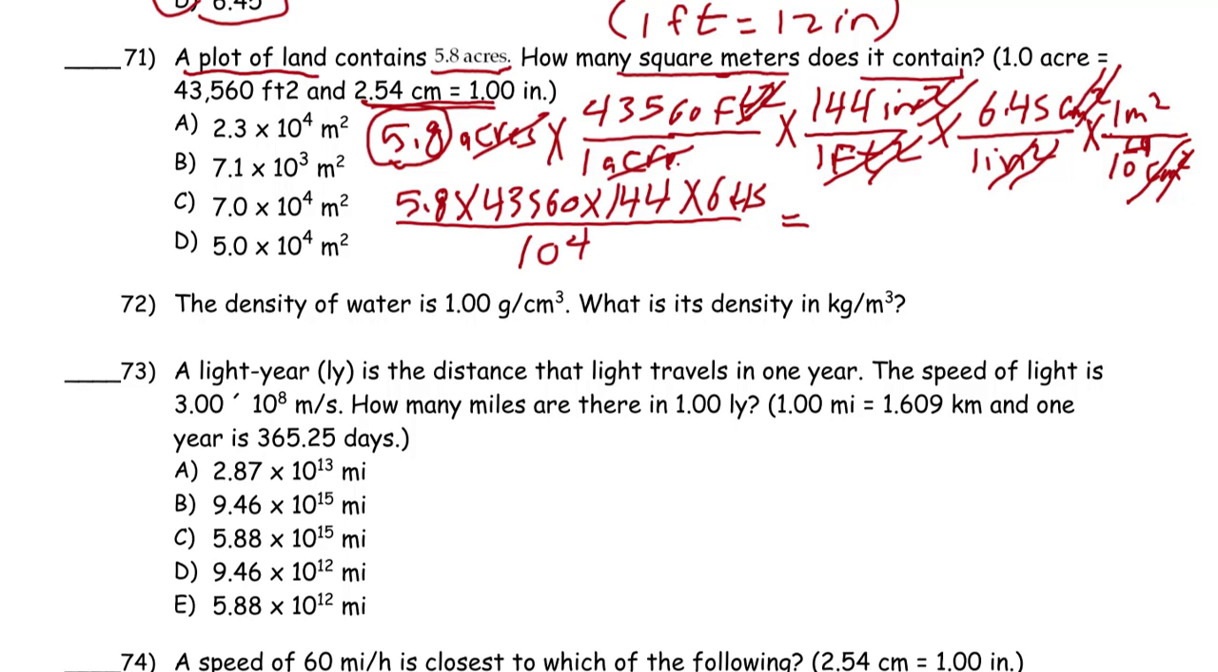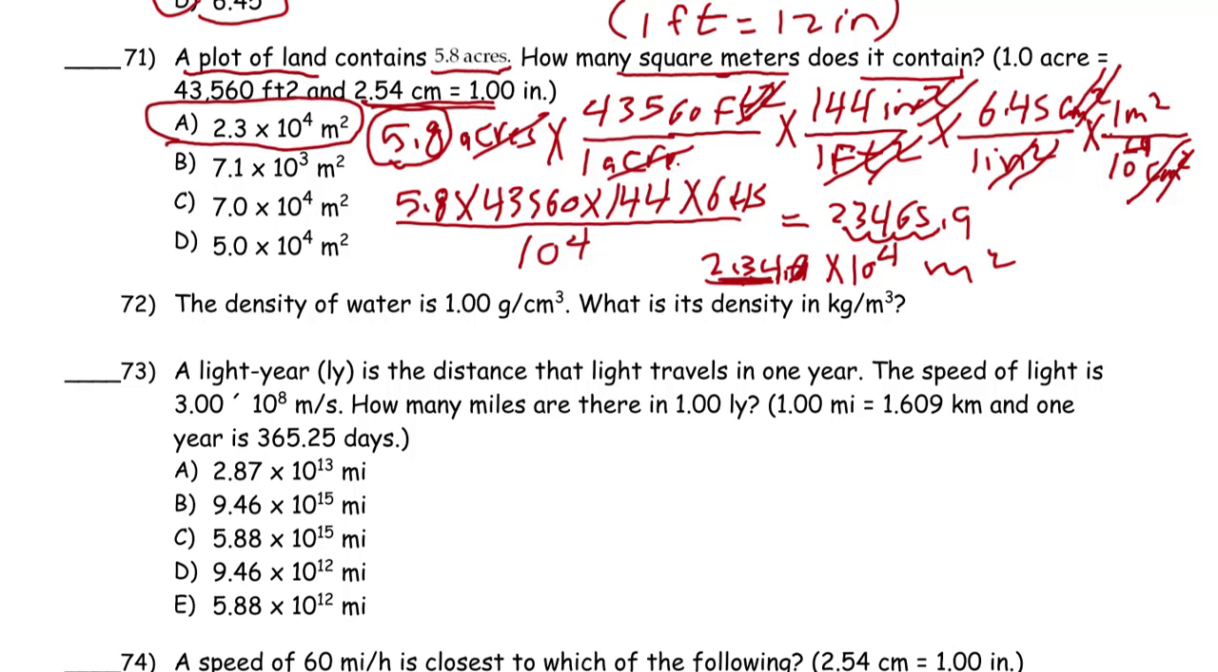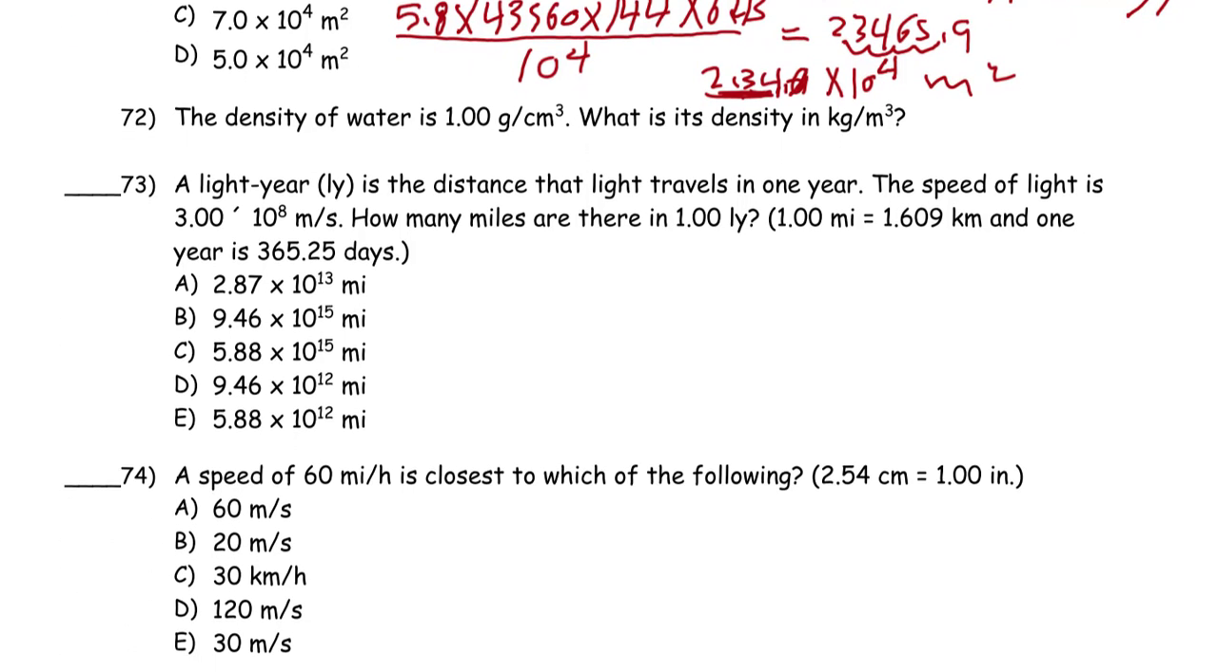It yields 23465.9. Let's move the decimal point: 1, 2, 3, 4. So 2.346 times 10 to the power 4. Right? 2.34, that's enough. 2.3, because we will cancel the 4 also. Times 10 to the power 4, this is the answer. The answer in square meters, as you see. So the answer is letter A.